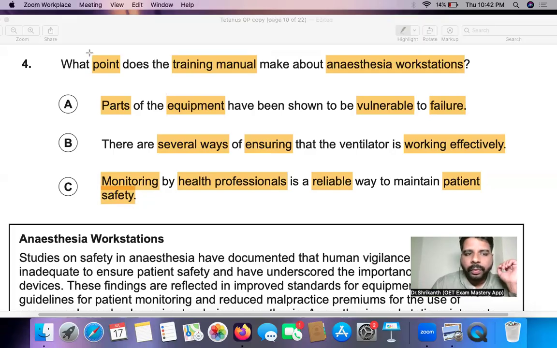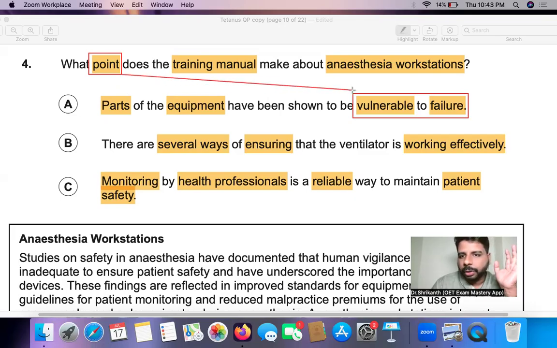So what point does the training manual make about anesthesia workstations? Let's read the verb from answer option A. Parts of the equipment have been shown to be vulnerable to failure. Now, as you can see over here, vulnerable to failure. That is the action over here. It has been shown to be vulnerable. So that is the main focal point of the first answer option.